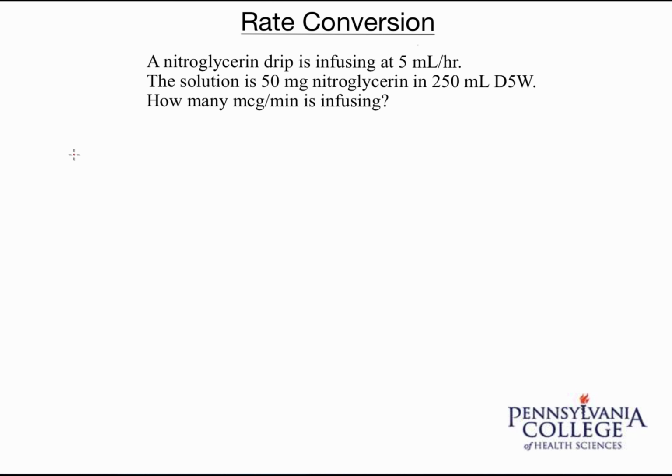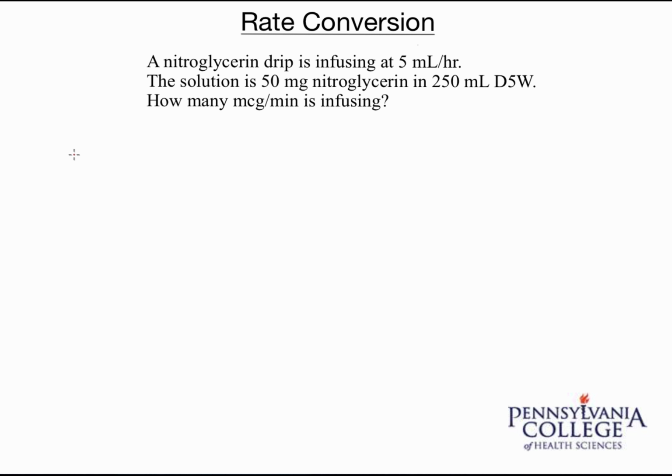In this problem, I will be using dimensional analysis to convert a rate. We are told a nitroglycerin drip is infusing at 5 milliliters every hour. The solution that's being infused has 50 milligrams of nitroglycerin and 250 milliliters of D5W. We need to determine how many micrograms per minute is infusing.